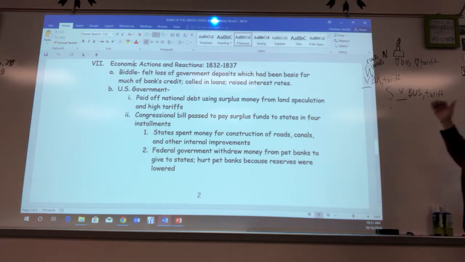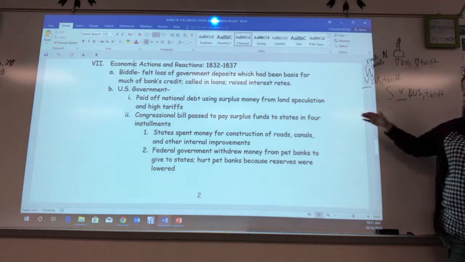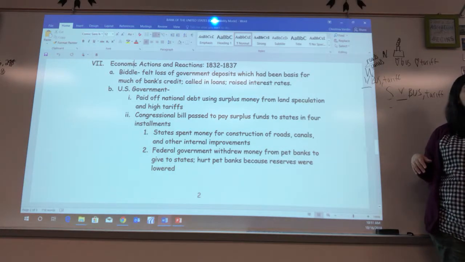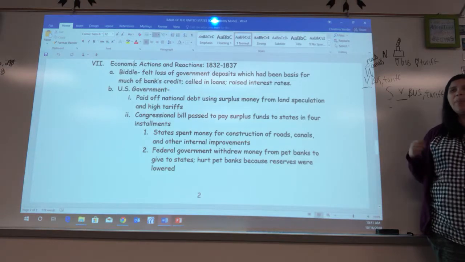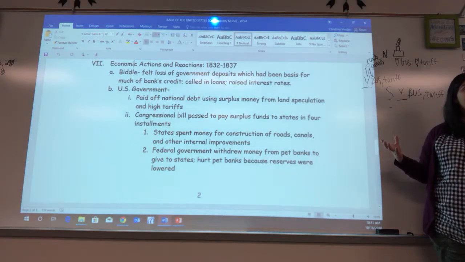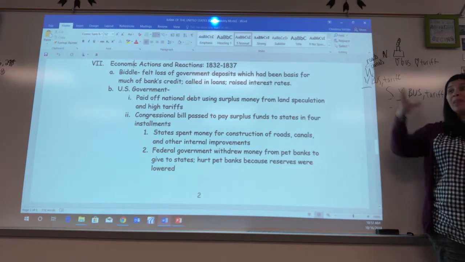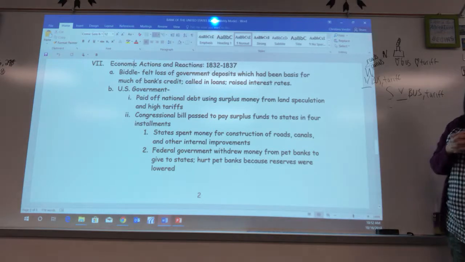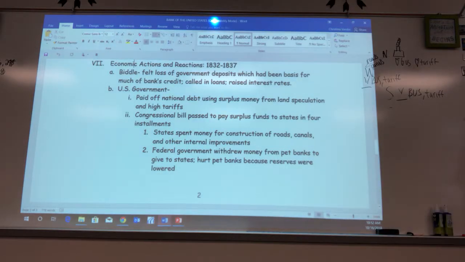Okay, we're going to see the U.S. government is going to do a couple of other things. It's going to pay off its debt. We're going to see Congress is going to pay money to the states. And the states are going to spend that. What's happening to all this money? It's disappearing, right? And when we pay off everything, what is going to happen to our money supply? Is it going to be big or is it going to be small? Small. And this is what's going to lead us into our panic.